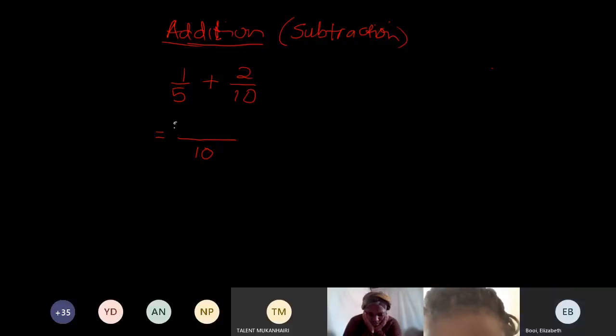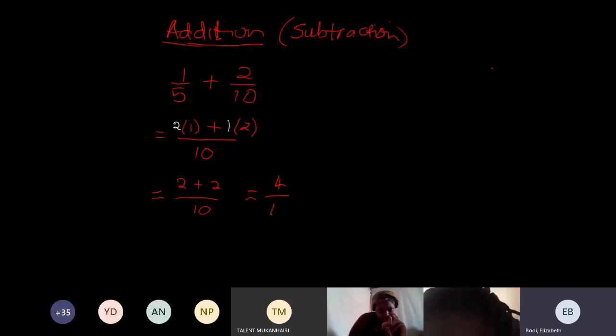5 goes 2 times, but we still need to multiply with the numerator. Multiply by 1. Plus 10 goes how many times into 10? It goes 1 time, and we still multiply that with the numerator. And the answer, 2 times 1 is 2, 1 times 2 is 2. Divide by 10.